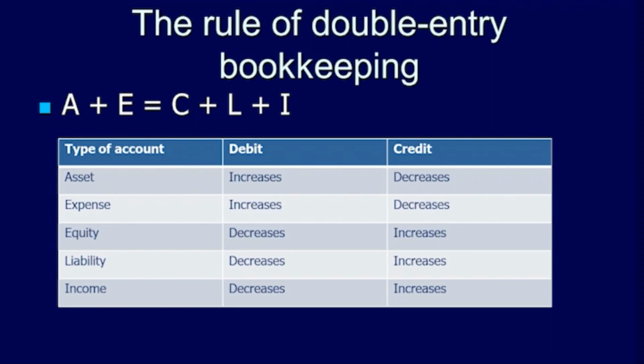The double entry rule is thus: if a transaction increases an asset or expense account, then the value of this increase must be recorded on the debit side or left side of these accounts. Asset increases debit, asset decreases credit. Expense increases debit, expense decreases credit.